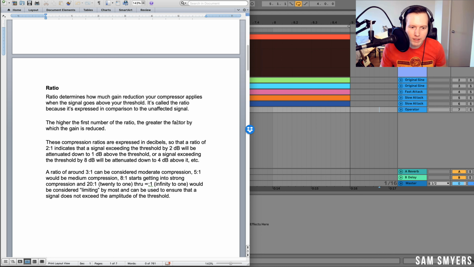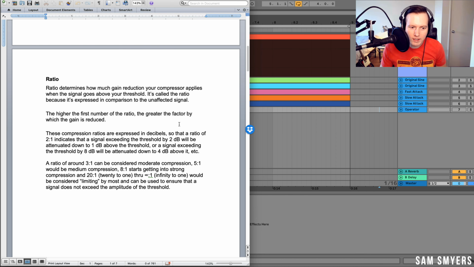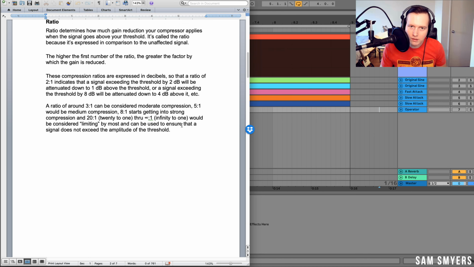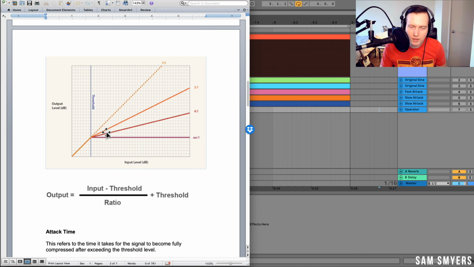A ratio of 3:1 can be considered moderate compression, 5:1 would be medium compression, 8:1 starts getting into strong compression, and 20:1 through infinity-to-1 would be considered limiting, and that would ensure a signal does not exceed the amplitude of the threshold. Let's look at this chart to see what I am talking about regarding the ratios. A ratio of 1:1 has no compression applied to it, so the signal continues along the straight line. When you apply 2:1, the signal is reduced, 4:1 reduced even more, and then infinity-to-1, the signal does not go anywhere past this line.